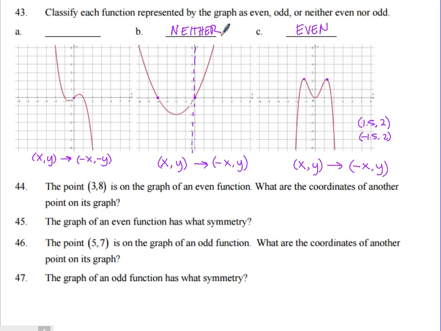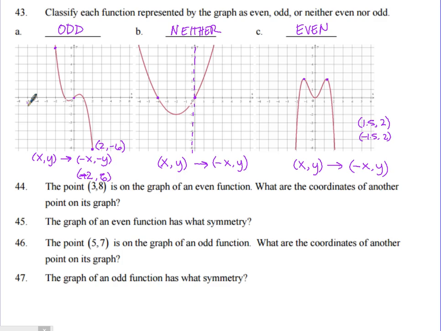All right, over here, let's check a point. I can't quite see the point. I think that looks like 2, negative 6. So the other point would be negative 2, positive 6. Let's check negative 2, positive 6. Oh, yeah, it looks like that also is on it. So I'm confident that this is an odd function.